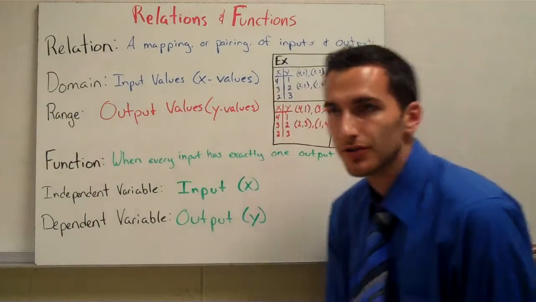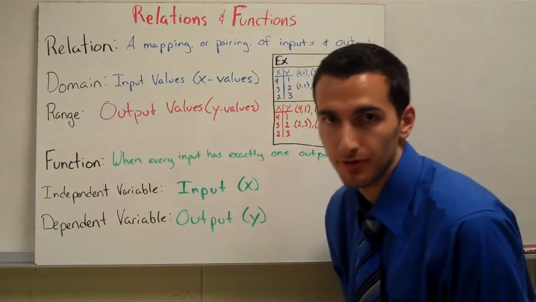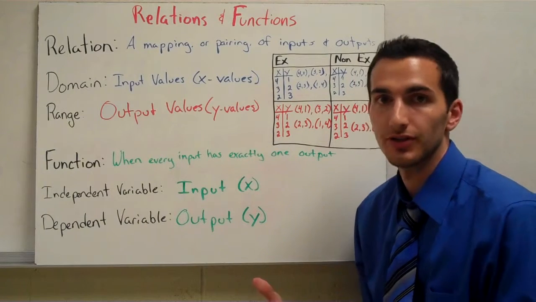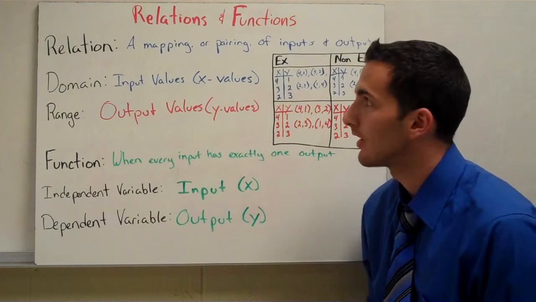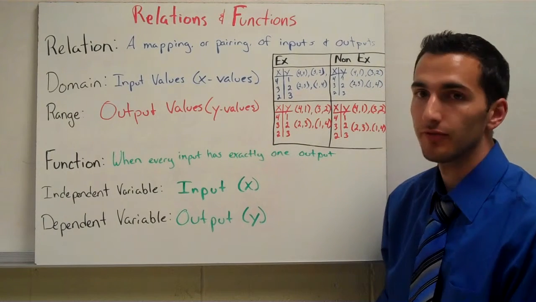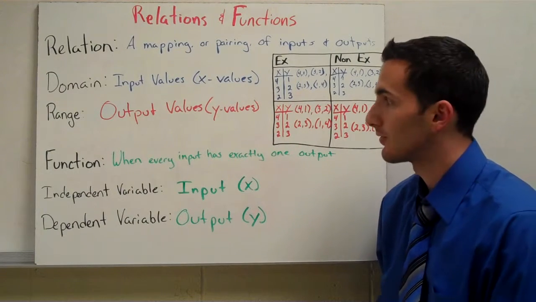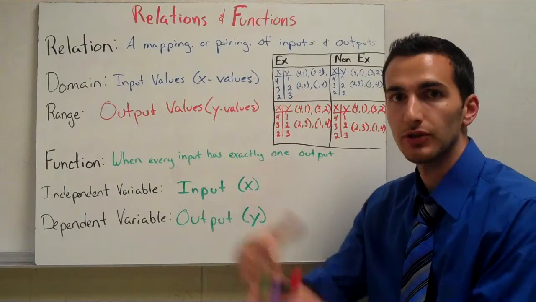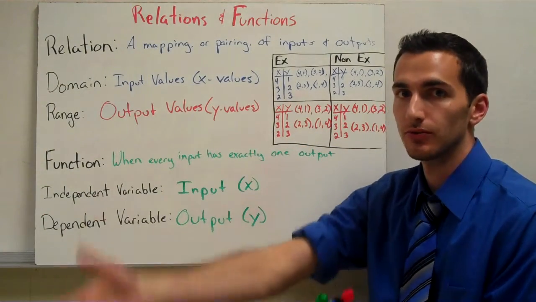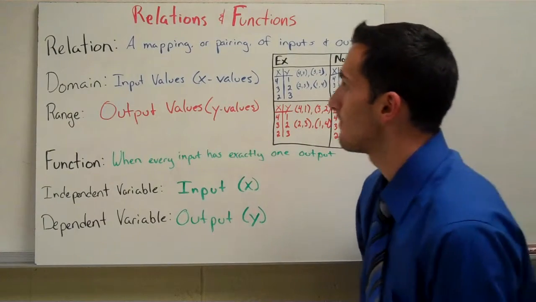Hey class, today we're going to talk about relations and functions. So we're going to start off with a few definitions because we got to know what these things are before we can actually put them into practice. First off, a relation is a mapping or pairing of inputs and outputs. In an equation, you have inputs and you have your outputs. A relation is the actual relationship between those inputs and outputs.